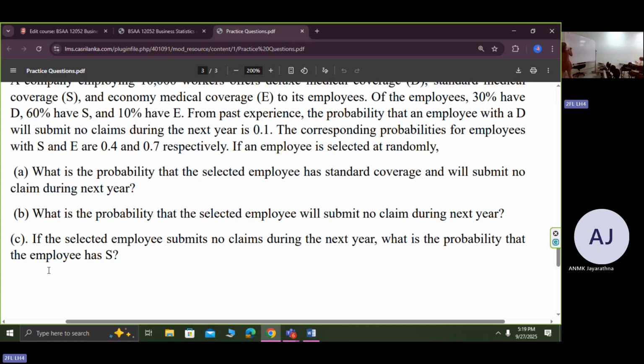Numerator represents the intersection. Denominator represents the probability of the first event. Then what is the first event in here? No claim. Probability of no claim.